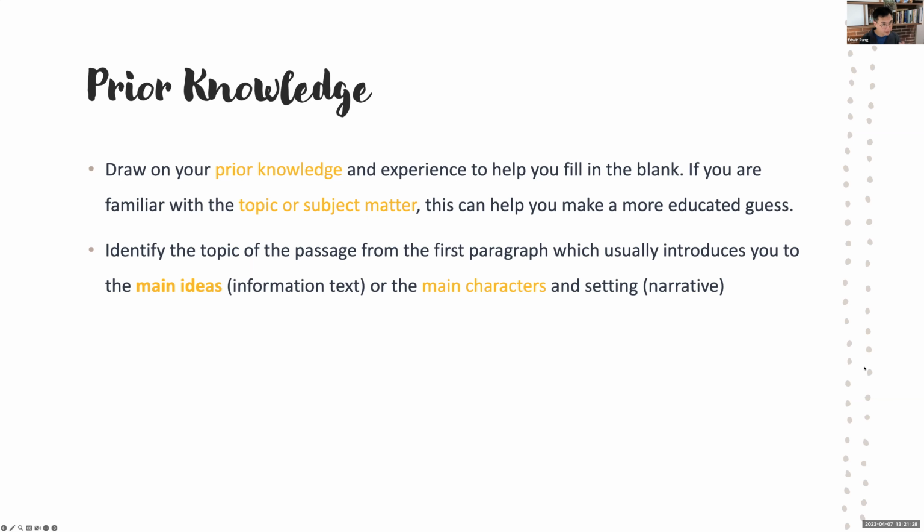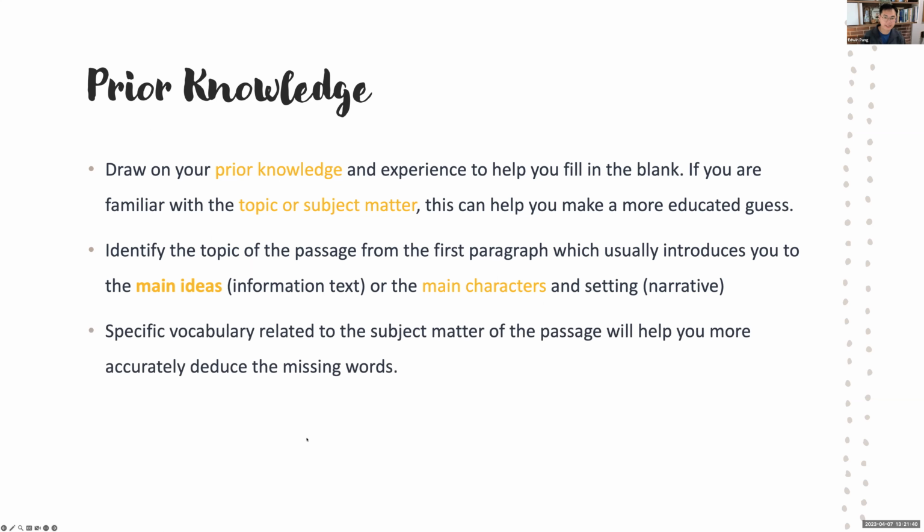Okay, so let me recap. Inferencing, rule 1, right? Parts of speech, rule 2. Prior knowledge, rule 3. Okay, all right, so like I said, specific vocabulary related to the subject matter of the passage will help you to deduce. And fourth rule, patterns in the text. Okay, so what do I mean by patterns in the text?